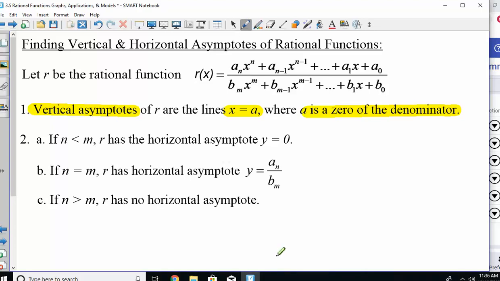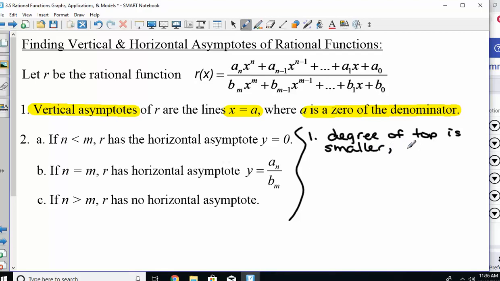Horizontal asymptotes have very detailed rules, and you need to learn these rules. It's all based on the degree. If that's confusing to you, basically, if the degree of the top is smaller, you have a horizontal asymptote, I call it HA, y equals 0.